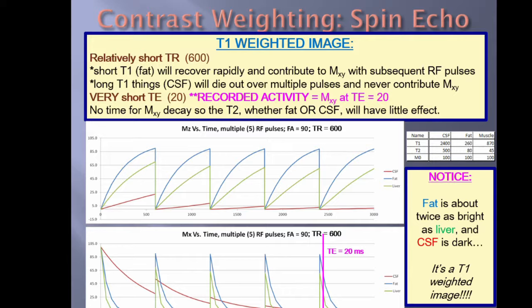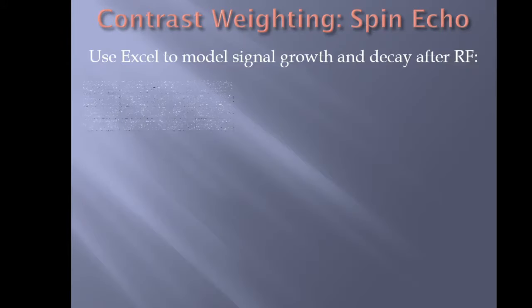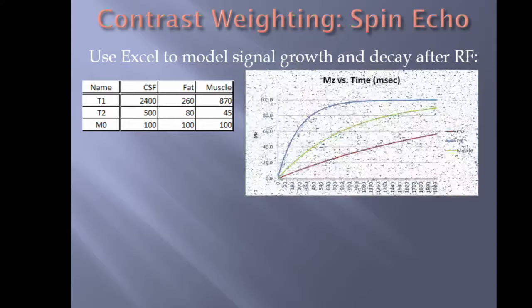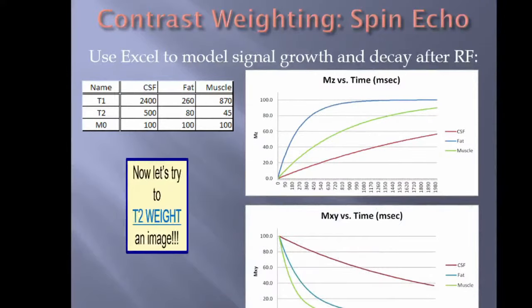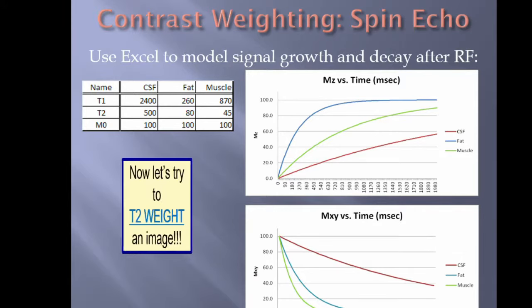Because fat is about twice as bright as liver and CSF is dark. That's a T1 weighted image, right? Everyone follow that? This, of course, is not exact, it's just a spreadsheet. Okay. Now, same thing, except let's talk about how we T2 weight an image.